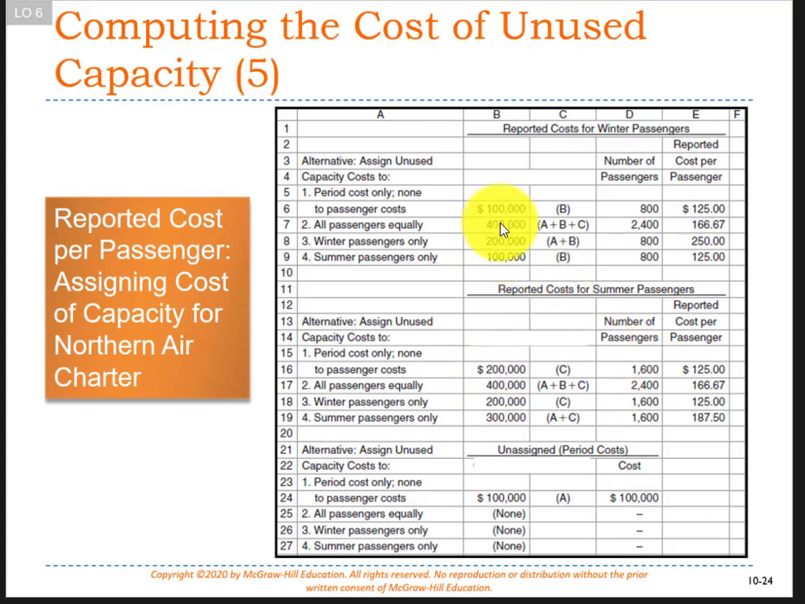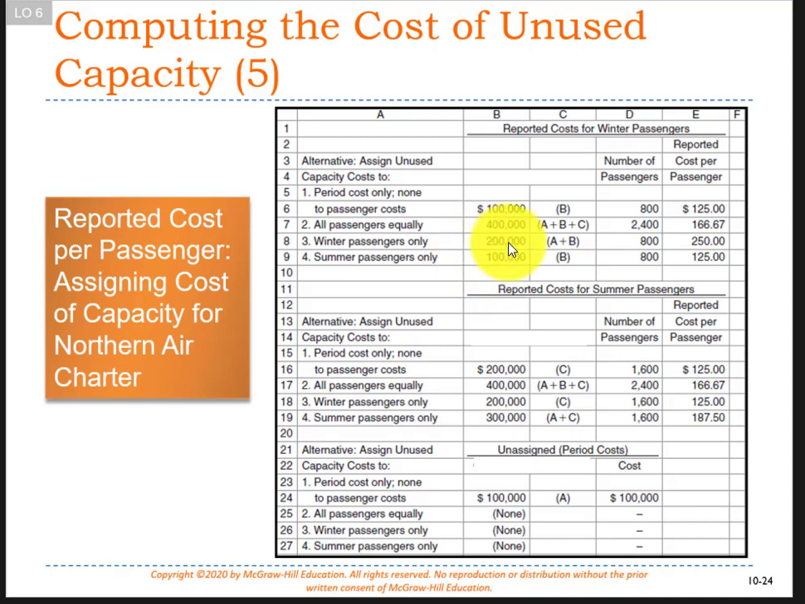All right? If you treat all passengers equally, you just take the full 400,000 and you divide by the 2,400 passengers. 1,600 in the summer, 800 in the winter. Okay? Simplest. All right? Every passenger looks like they cost the same amount.